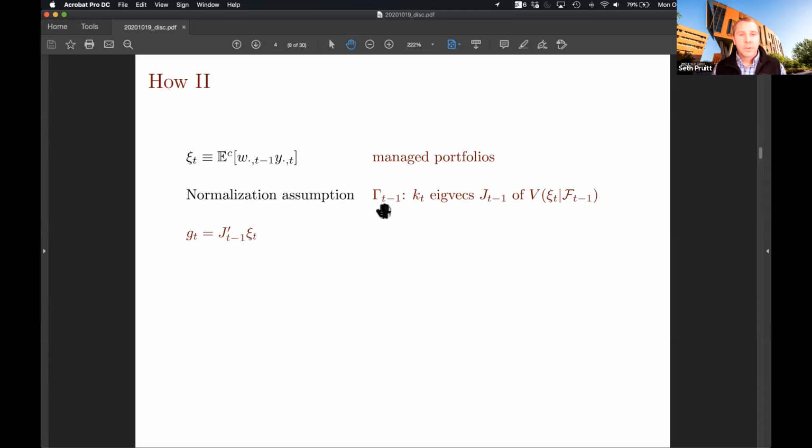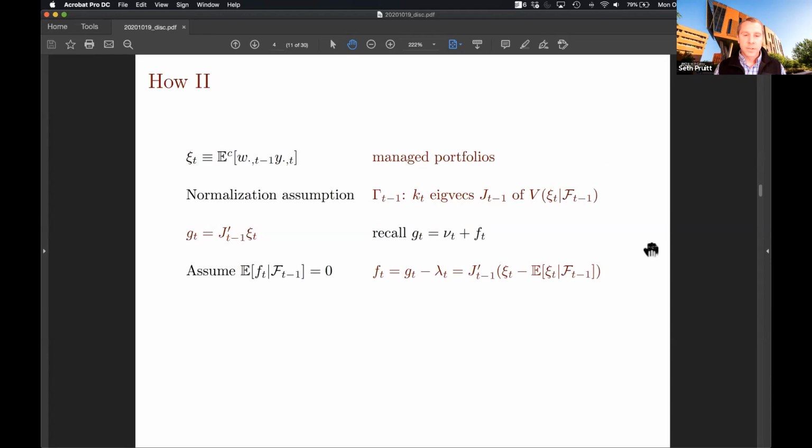Because we take gamma to be that, then G will be these eigenvectors. Most of the time it's 1. There might be 2 or 3 times this C object, the managed portfolios. Okay, just recall that's what G is. And now we make another kind of normalization assumption here. We assume that the conditional mean of the factor is 0. That's going to allow us to obtain F from this decomposition here.